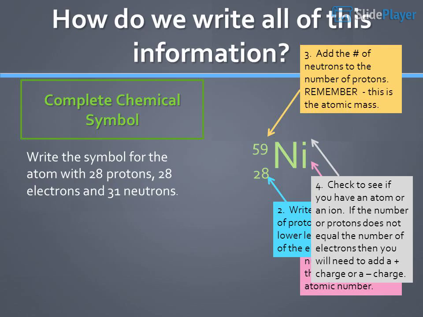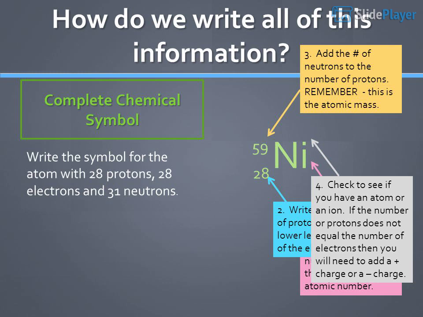How do we write all of this information? Step 3: add the number of neutrons to the number of protons. Remember, this is the atomic mass. Complete chemical symbol: Ni, 59. Step 4: check to see if you have an atom or an ion. If the number of protons does not equal the number of electrons, then you will need to add a plus charge or a minus charge. Write the symbol for the atom with 28 protons, 28 electrons and 31 neutrons. 28. Step 1: look up the symbol by using the number of protons. Remember, the number of protons is the same as the atomic number.